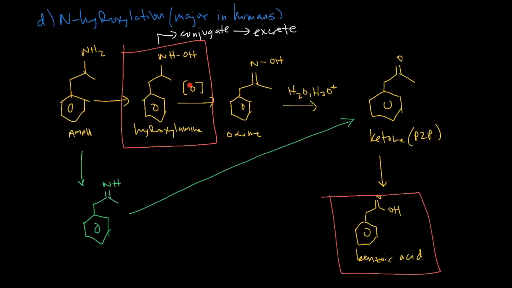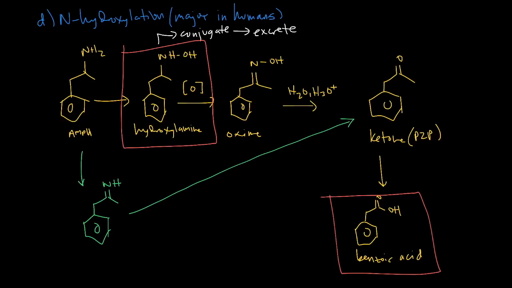Then you can oxidize it by adding oxygens. That makes it an oxime, which is a double-bonded nitrogen, compared to a single-bonded nitrogen, still bonded to a hydroxyl group. Add an acid, and then you can make it a ketone. So this oxime group converts to a ketone. This is termed P2P. P2P can be converted to benzoic acid.